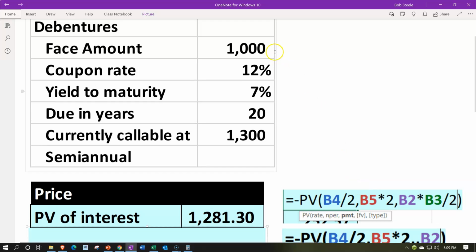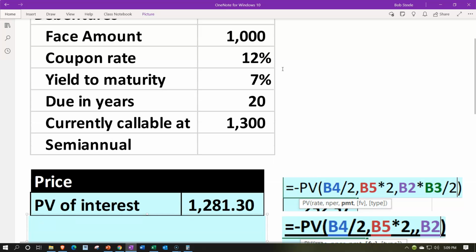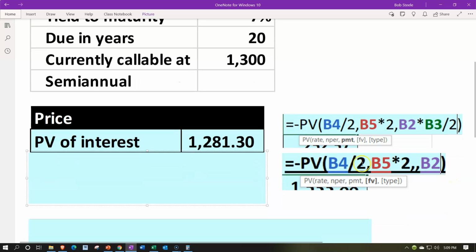Then we have the payment. The payment would be the 1,000 times the 12%, the rate on the bond, but that would be for an entire year. We have 6-month time periods in which these will be paid, so we'll take that and divide it by 2. That gives us the present value of interest, 1,281.30.